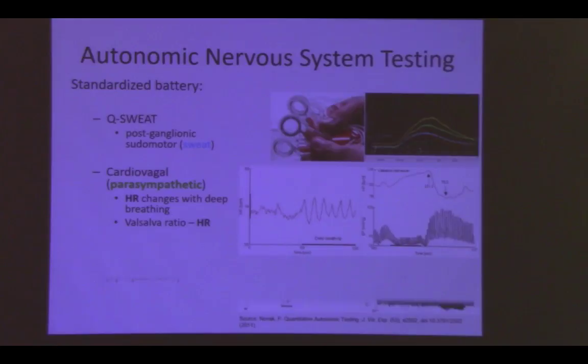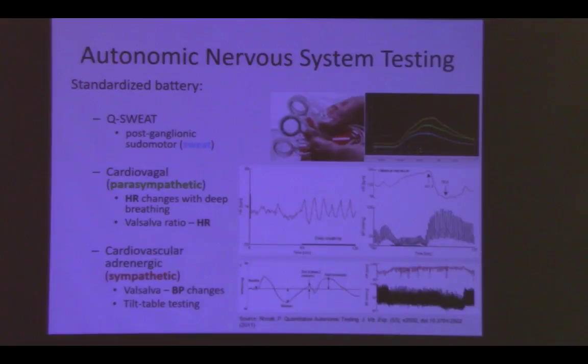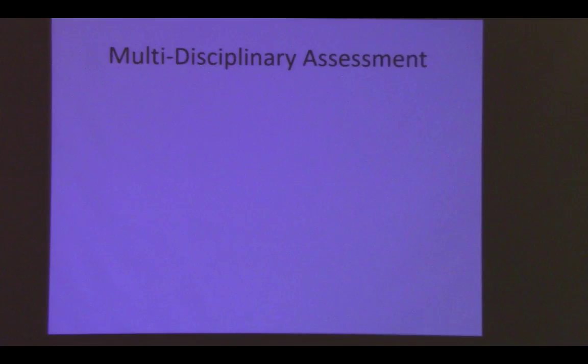And then lastly, we can measure the sympathetic nervous system, that fight or flight part of our nervous system, through that Valsalva reflex as well, and also through tilt table testing. This tests the ability of our heart rate and our blood pressure to compensate from being positioned in an upright position as opposed to lying down.